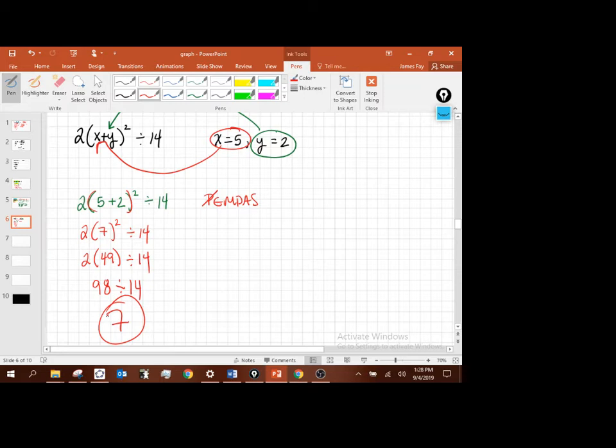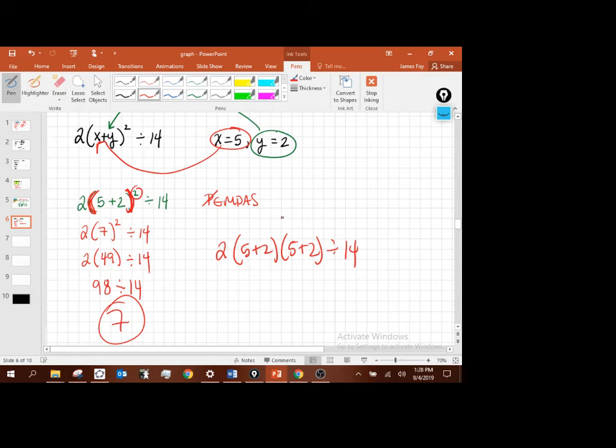Okay. Well, what this really means is this side. So remember that power 2 goes to the thing that's directly behind, right? So it's directly behind the 5 plus 2. So it really means this. Does that make sense?